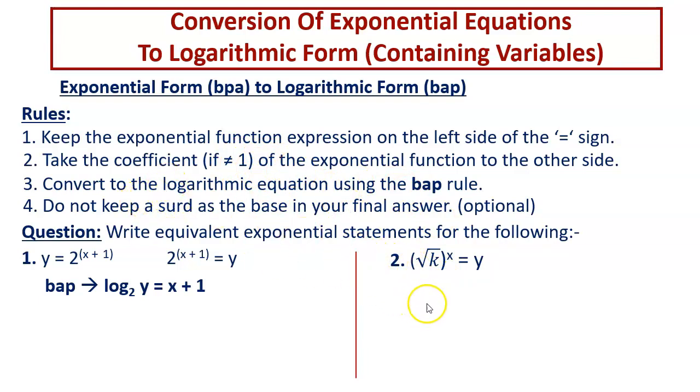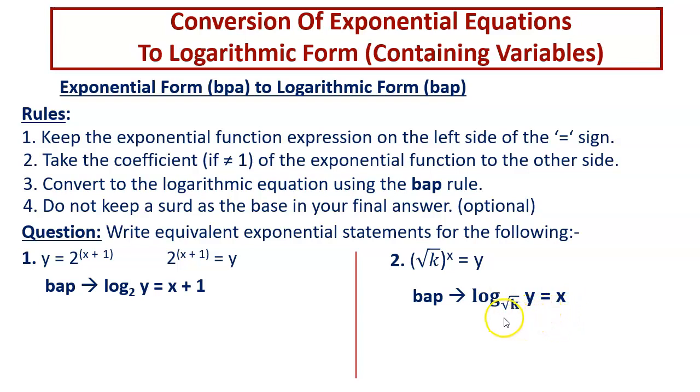Coming straight to rule number 3, root or square root of k is the base this time, and x is the power, and y is the answer. So converting it to the logarithmic form, it starts with log. The base remains the base, it is the subscript. The answer becomes the argument. So it is log of y to the base of root k. And what is remaining? The power is remaining, so it will be coming to the opposite side of the equal to sign. So this is equal to x. Log of y to the base square root of k equal to x.